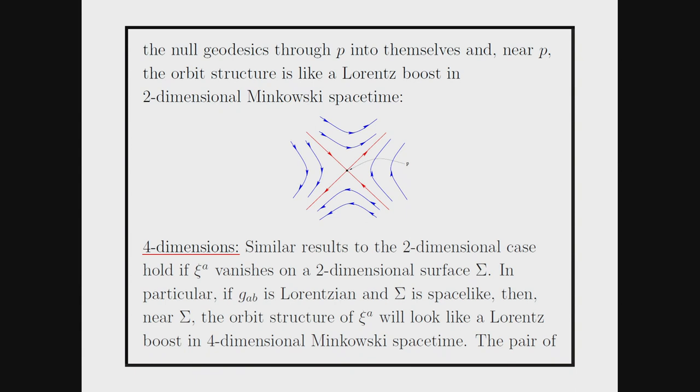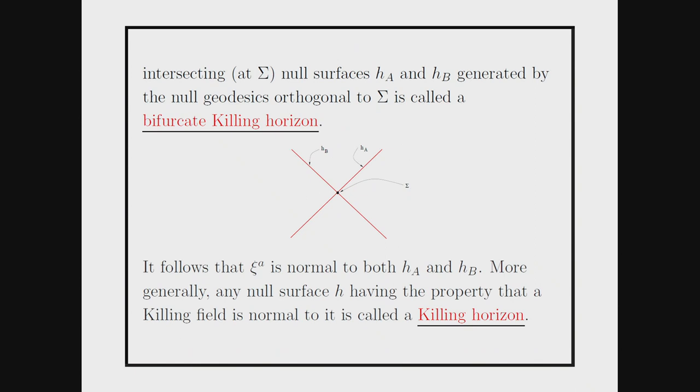So now if we go up to four dimensions or whatever dimensions you want, if we make the Killing field vanish on a co-dimension 2 surface, we get similar results. And the case I'm interested in is where we have a Lorentzian metric and this co-dimension 2 surface is space-like. Then again, the orbit structure near that surface is going to be just like this. And the pair of intersecting null surfaces that you automatically get from this is what I'll call a bifurcate Killing horizon.